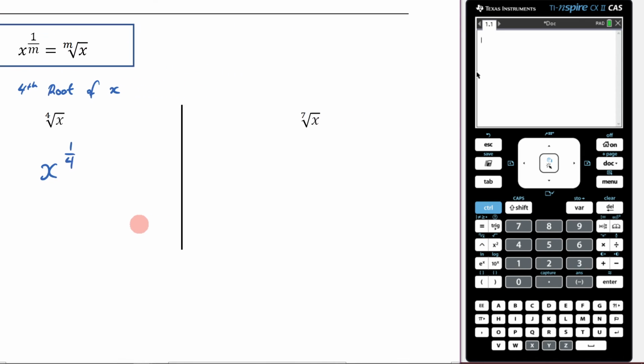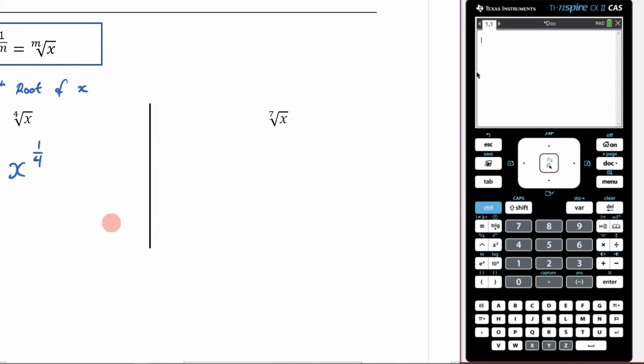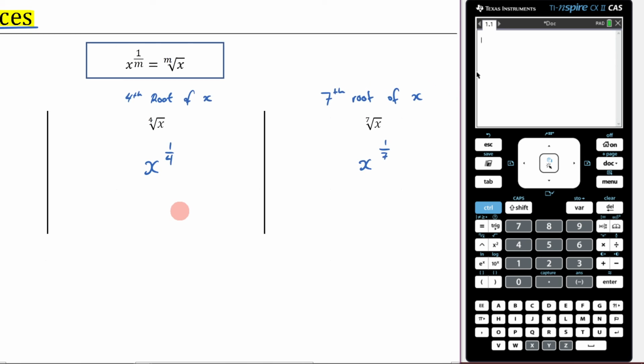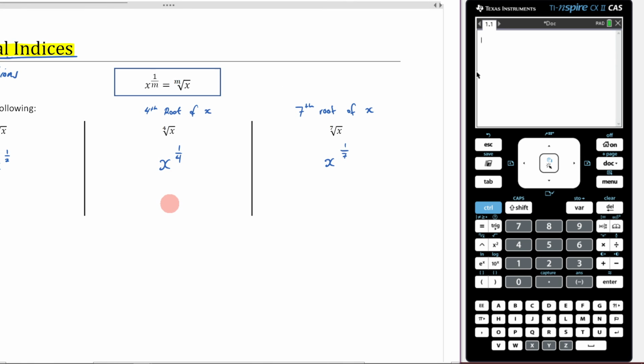And then we come to our last one here, and you should pause and see if you can do this one yourself. Hopefully you've picked up the pattern. It's going to be x 1 on 7. And how would you say this? You would say that this is the 7th root of x. Perfect. So that's just some definitional understandings of what rational roots are.